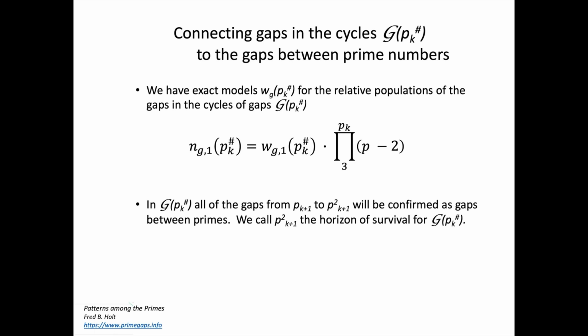So in the cycle of gaps, once we have run Eratosthenes' sieve through a prime, say pk, the next composite number will be the next prime, pk plus 1, squared. So all of the gaps from the new prime up to the new prime squared will be confirmed as gaps between primes as the sieve continues. Pk plus 1 squared will be the location of the first fusion. We call that mark the horizon of survival for the cycle of gaps.